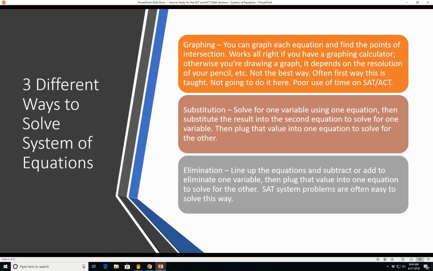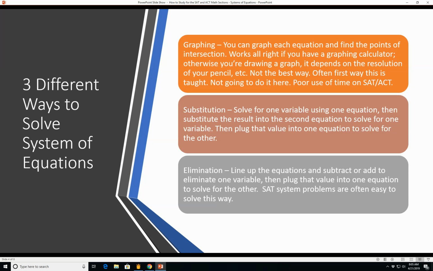It's not the best way. It is often the first way it's taught. They want you to learn about it before they show you how to solve it algebraically. It's a really poor use of your time on the SAT or the ACT. I wouldn't do this unless you're just desperate, or you just quickly need to generally see what a graph looks like.